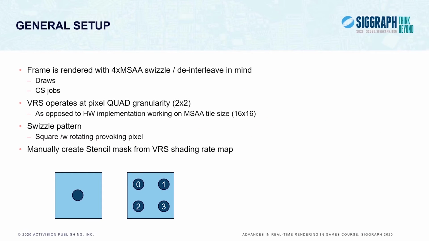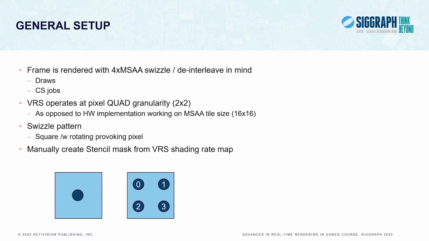So the general frame setup is quite simple. We render everything with 4 times MSAA swizzle and deinterleaving in mind. That means that not only draws but also compute jobs need to be fully aware of the 4 times MSAA swizzle on the input buffers. Our VRS operates at pixel quad granularity, which means 2 by 2 pixels, as opposed to hardware implementations working on tile sizes of 16 by 16, or 8 by 8 when MSAA is disabled.